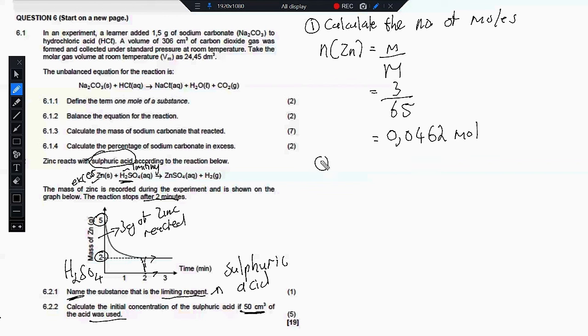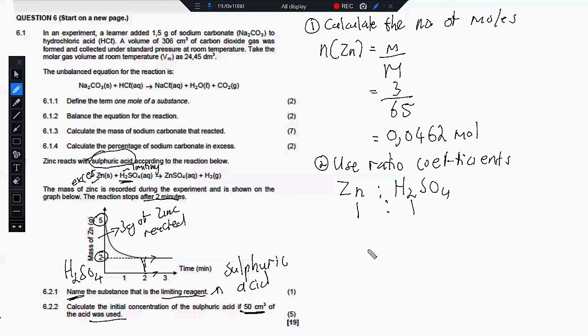And then number 2, use ratio coefficients. You will remember that we are not looking for zinc, we are looking for sulfuric acid. So we'll say, what is the ratio of zinc to sulfuric acid? Looking at our coefficients here, we can see that it is simply 1:1. So this means that if the number of moles of zinc is 0.0462, the number of moles of sulfuric acid needs to be the same, because a ratio of 1:1 means that they have the same number of moles.